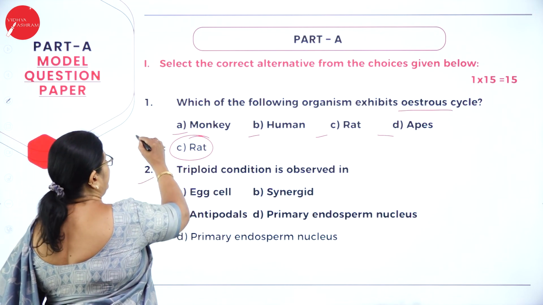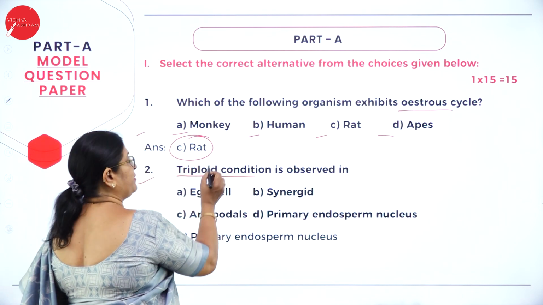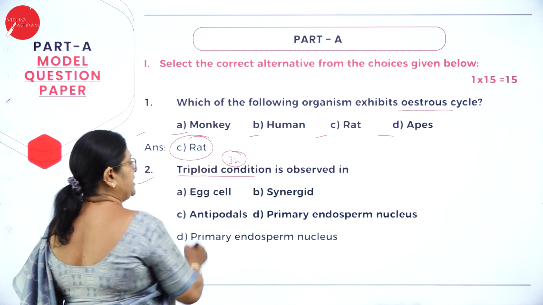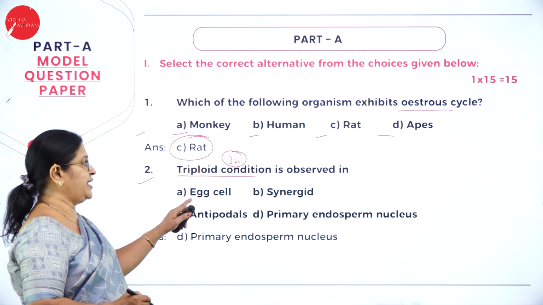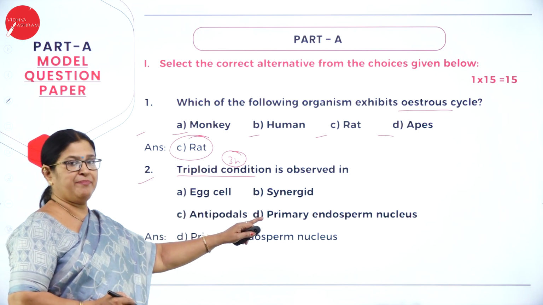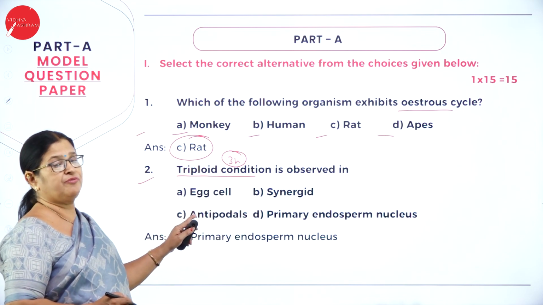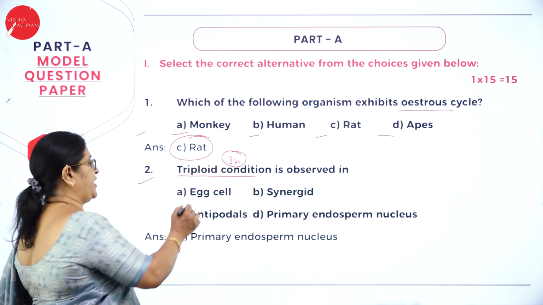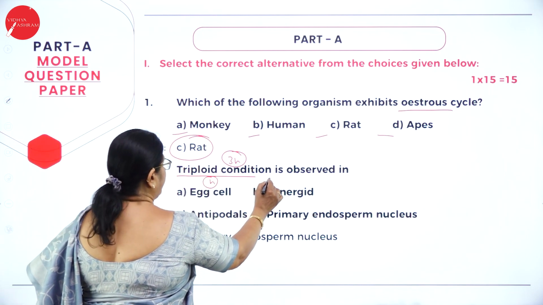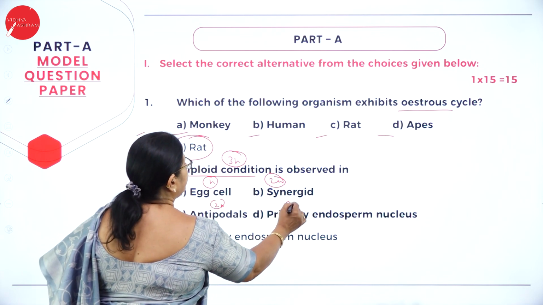Moving on to the second MCQ, that is the multiple choice question. Triploid condition. What do you mean by triploid? 3N condition is observed in: A, egg, B, synergids, C, antipodals, D, primary endosperm nucleus. Egg, synergids, antipodals, you don't find it. Here you find N, here you find 2N, here also you find 2N, here it will be 3N.